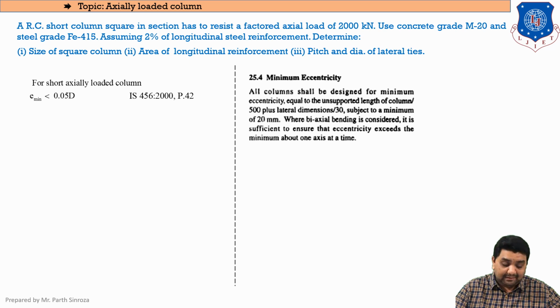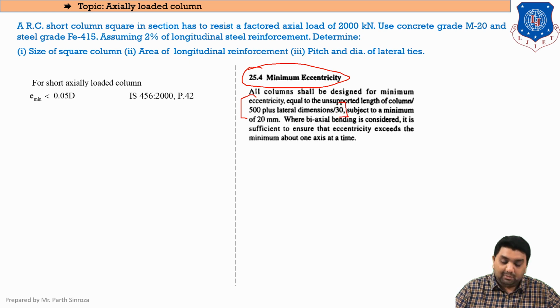Clear? Now this is something new, so keep in mind and take a note of it. To find the eccentricity, we'll always be going to page number 42 of your IS code. There you can see the clause that is mentioned, 25.4. Clause 25.4 is for minimum eccentricity, and E minimum is the minimum eccentricity that we'll be finding out. As you can see here, it is mentioned all columns shall be designed for minimum eccentricity that will be equal to unsupported length of column divided by 500 plus lateral dimension divided by 30.